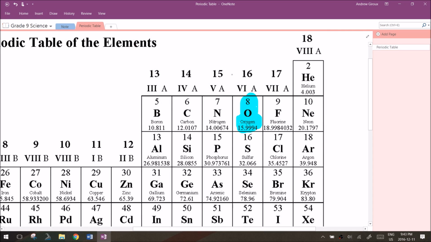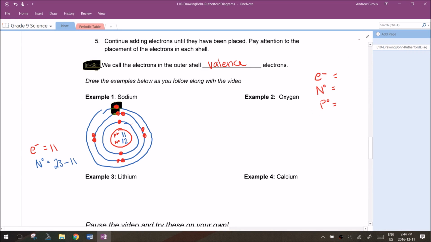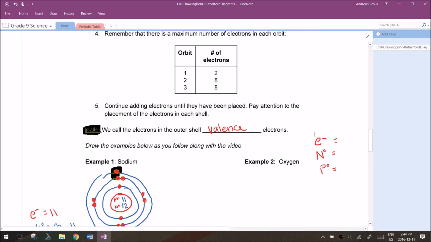Some information on oxygen: it has an atomic number of 8, and an atomic mass of 15.99, and we're going to round that, so 16 will be the atomic mass. So 8 is the atomic number, 16 is the atomic mass. If we go back here, let's start by figuring out how many protons we have. Well, the number of protons is equal to the atomic number, so we have 8. The number of neutrons is the atomic mass minus the atomic number, which equals 8. And the number of electrons is the same as the number of protons.